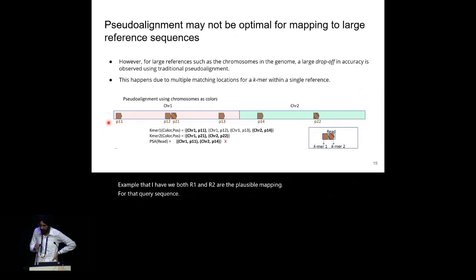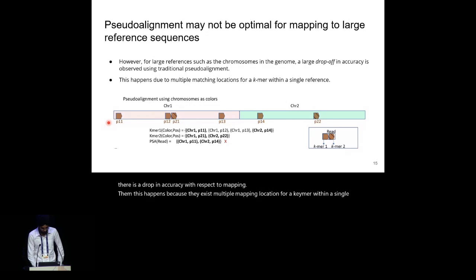While for short reference sequences, pseudo alignment is a good strategy, when we have large reference sequences such as the genome, where let's say the colors would be the individual chromosomes, we observe that there is a drop in accuracy with respect to mapping. And this happens because there exist multiple mapping locations for a k-mer within a single reference.